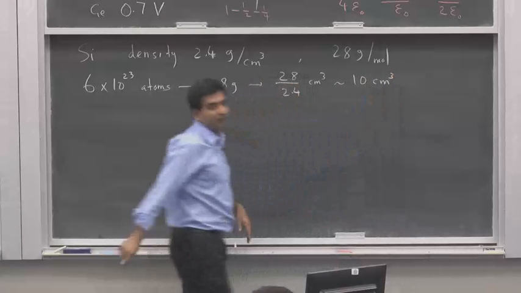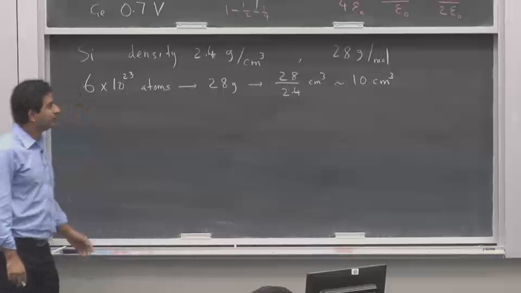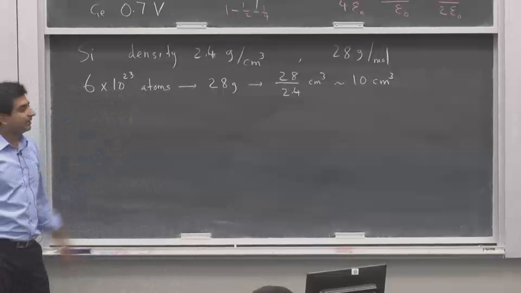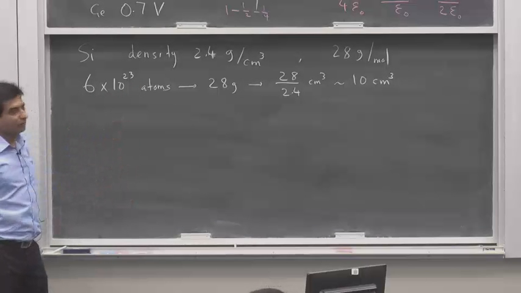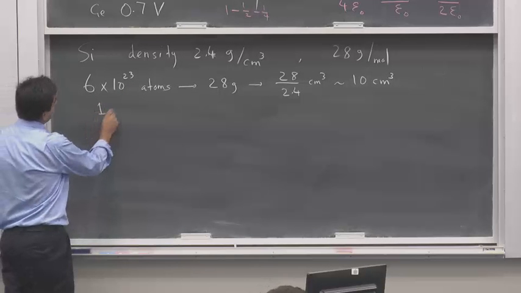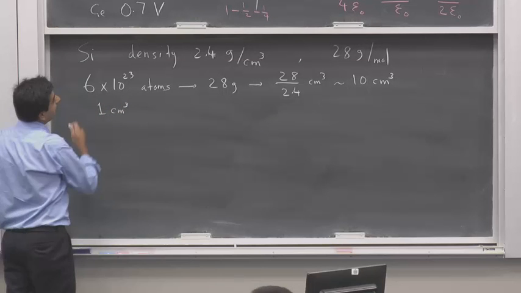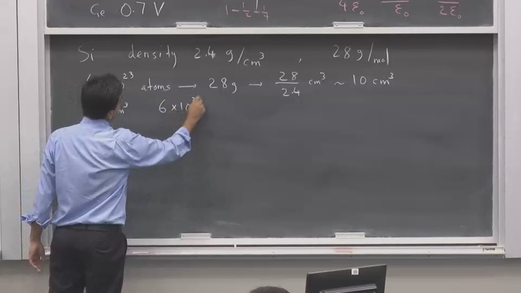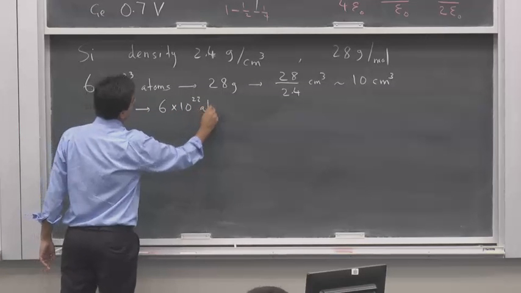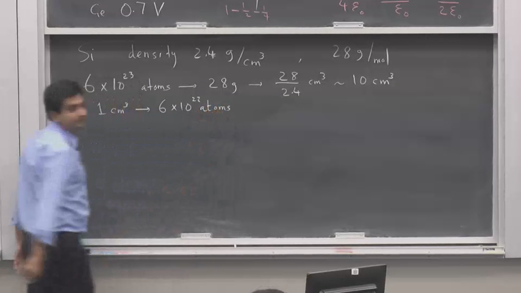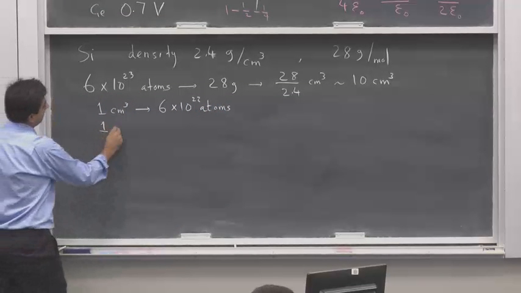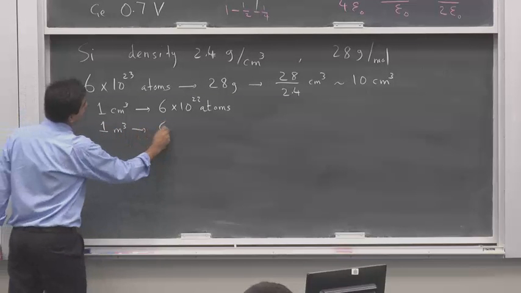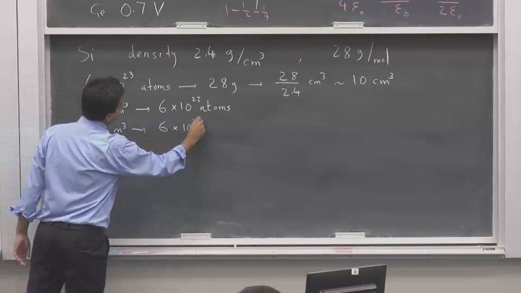I'm doing a rough calculation here. I don't want to use a calculator. So this many atoms has this much volume. So 1 cubic centimeter will have 6 into 10 to the power 22 atoms. 1 cubic meter would have 6 into 10 to the power 28 atoms.